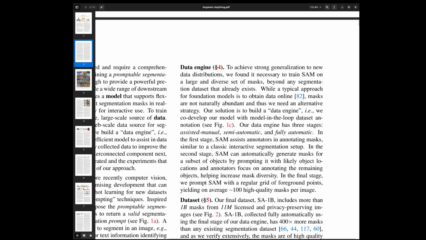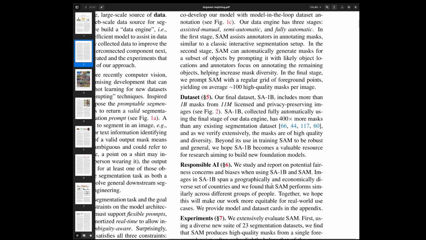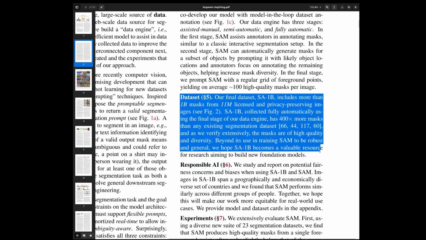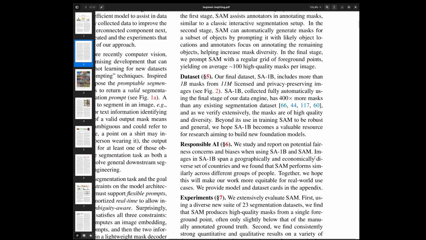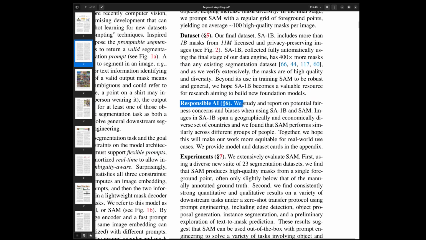In the final stage, we prompt SAM with a regular grid of foreground points, yielding an average of 100 high quality masks per image. Okay, and then our final dataset, SA-1B, includes more than 1 billion masks from 11 million images. Okay, we know this. I don't care here, honestly. The only thing that is important is that faces of people are blurred.